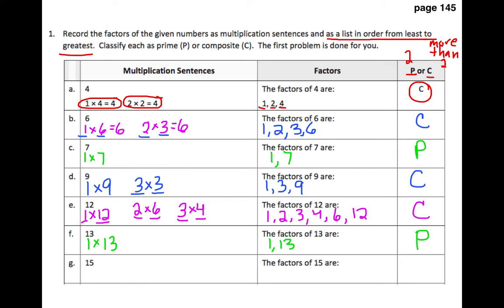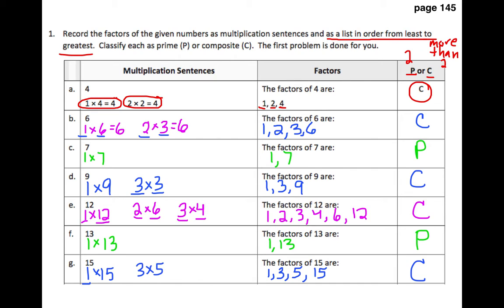Letter G, 15. We can make 15 by multiplying what factors? 1 times 15. 3 times 5. And now that's it. So now we list them from least to greatest, starting with 1, 3, 5, and the greatest is 15. So there are 4 factors in our list. That means the number 15 is composite.